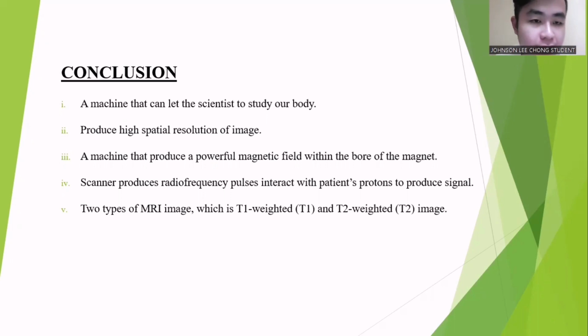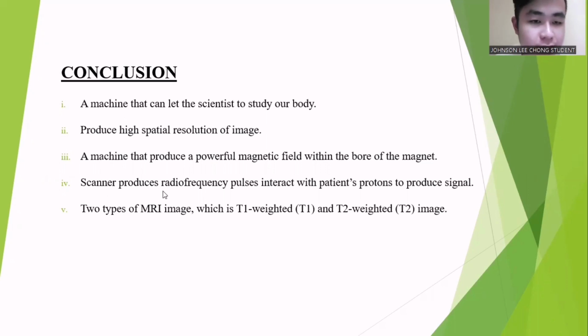And MRI is a machine that produces a powerful magnetic field within the bore of the magnet. That lets the magnetic field align with the protons in the patient's body while the patient enters the magnet.